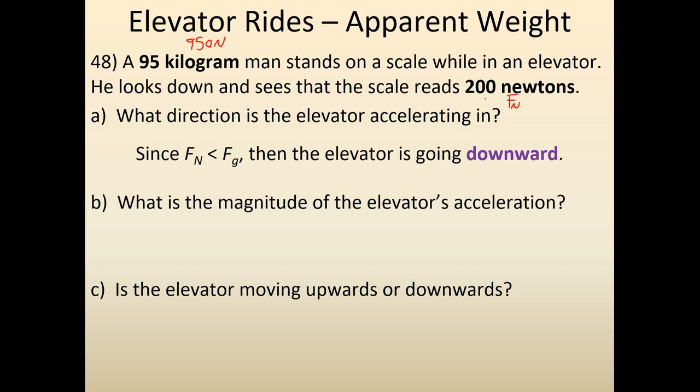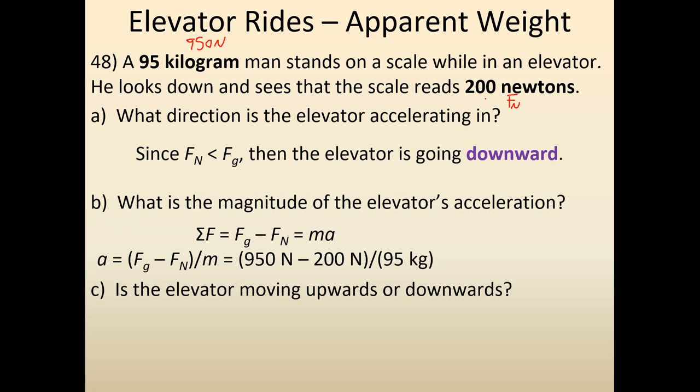For part B, finding the actual acceleration. Well, again, we're going to sum the forces in the y direction. So we do Fg minus Fn. Again, the gravitational force is the bigger one. Plug our numbers in, and we end up getting that the acceleration is 7.9 meters per second squared. So the elevator is accelerating downward at this rate, a little bit less than gravity.